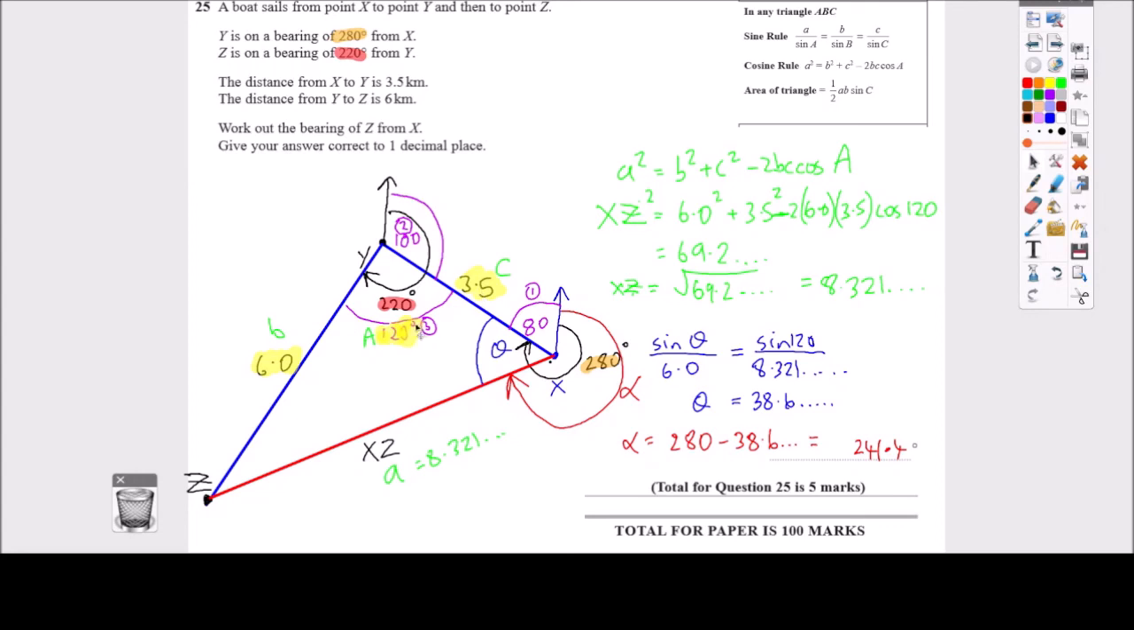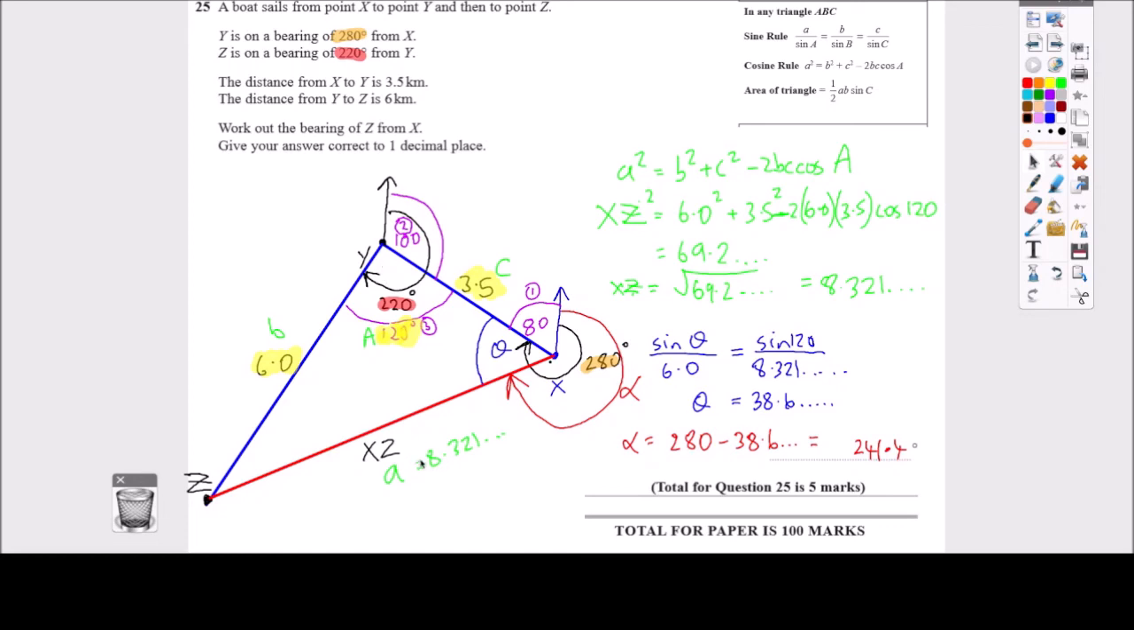Right, now that we've got a side angle side, we know that Y to Z is 6, and we know Y to X is 3.5, because we've got side angle side, the 6, the 120, the 3.5, we can now go and do cosine rule to work out this length from X to Z. So that's what I've done up here. Okay, cosine rule, and I can work out that the length from X to Z is 8.321.